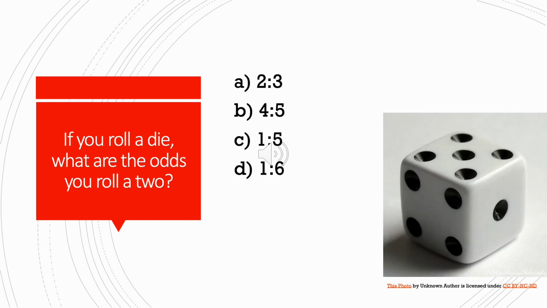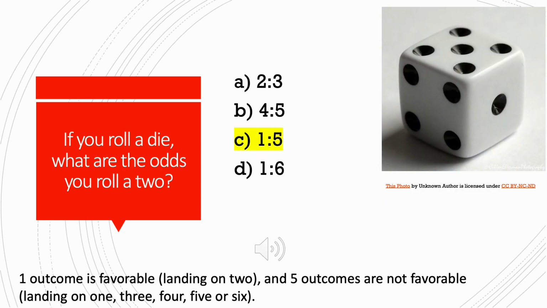If you roll a die, what are the odds you roll a 2? The correct answer choice is C, 1 to 5, or 1:5. One outcome is favorable, landing on 2, and 5 outcomes are not favorable, landing on 1, 3, 4, 5, or 6.